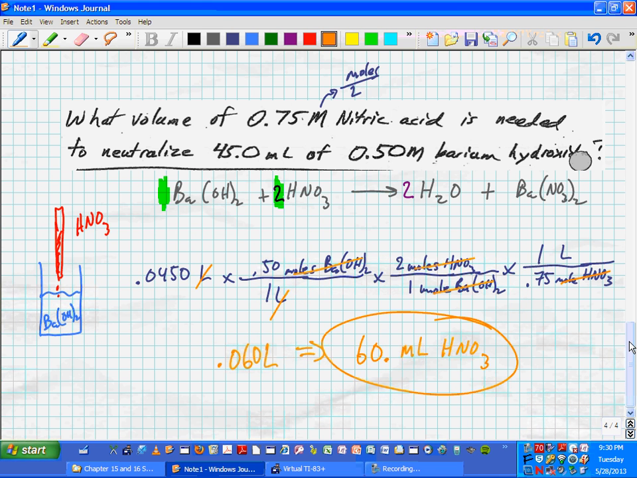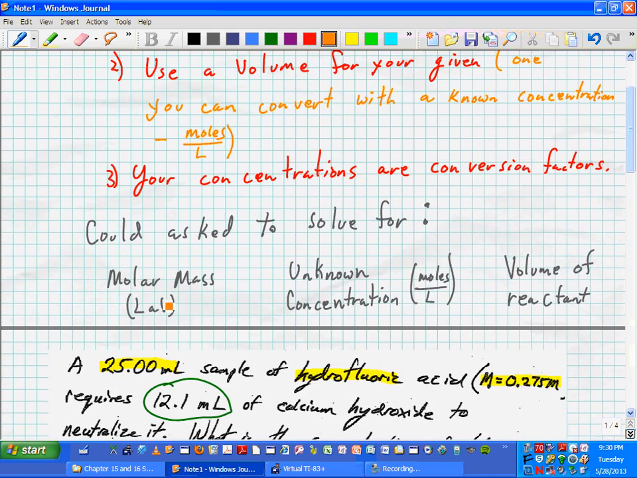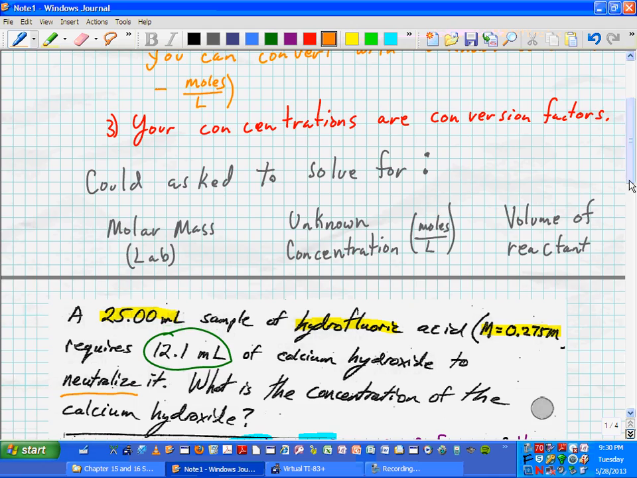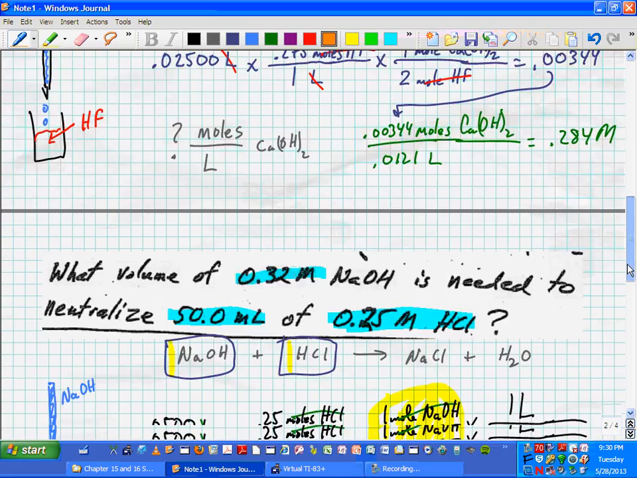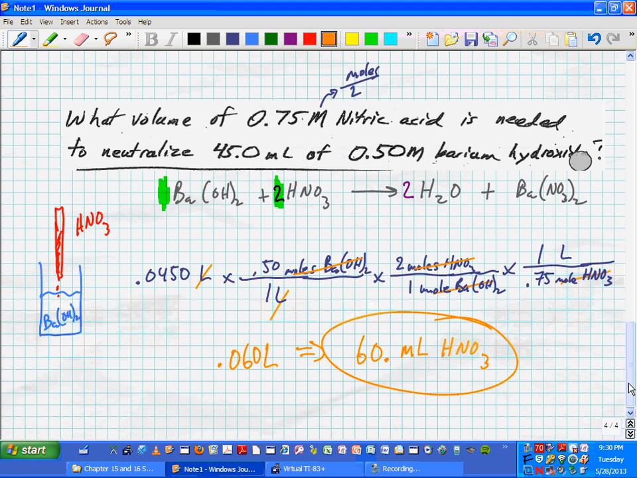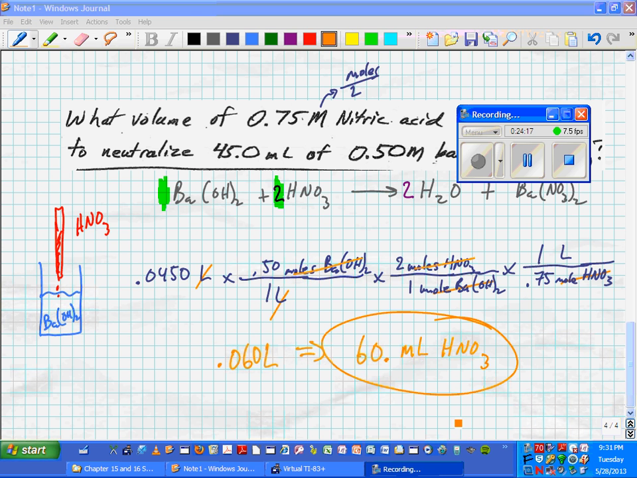All right, so you should have an example of each one of these types of problems. Again, you've got one from yesterday for the lab. That's for finding molar mass. You've got one for unknown concentration. That's this first one that I did right here. And then you've got 2 for finding the volume of a reactant. Yeah, that one and that one. There is a 4th problem, but you know what? I'm afraid I'm going to run out of time here. I want you guys to go ahead and maybe do that on your own if you feel like it.